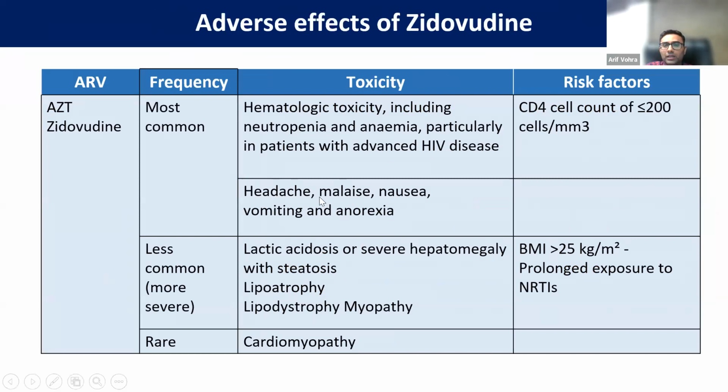Now zidovudine, we all know that zidovudine has a particular hematological side effect, that is anemia and neutropenia. It is seen when the disease is very advanced, when the CD4 count is less than 200 cells per millimeter of mercury, and when this side effect develops, we need to change the drug. There may be headache, malaise, nausea, and vomiting, which may be controlled within a few days of starting the drug, and most of the time it is mild grade. Less common are lactic acidosis, myopathy, or lipodystrophies.